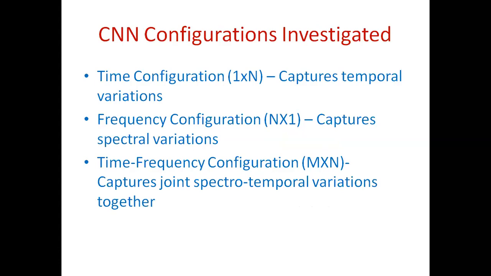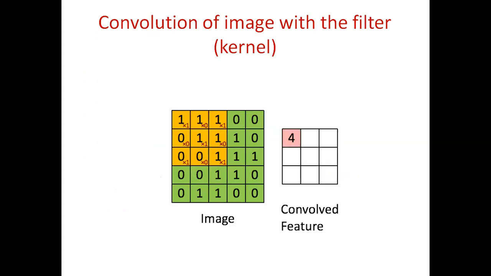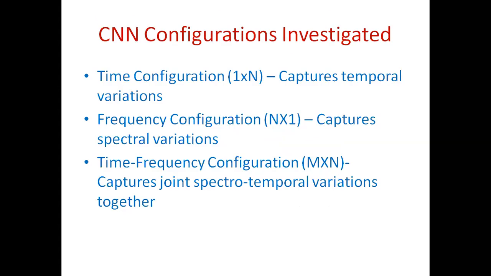We investigated different configurations. The first one was time configuration. Basically, these configurations depend on the kernel or the filter size. In the previous slide, this filter size was a 3 cross 3 matrix. You can observe that yellow shaded region, that is the 3 cross 3 kernel or 3 cross 3 filter matrix. In that case, it is 3 cross 3, which comes under the time frequency configuration, where M and N both are 3.